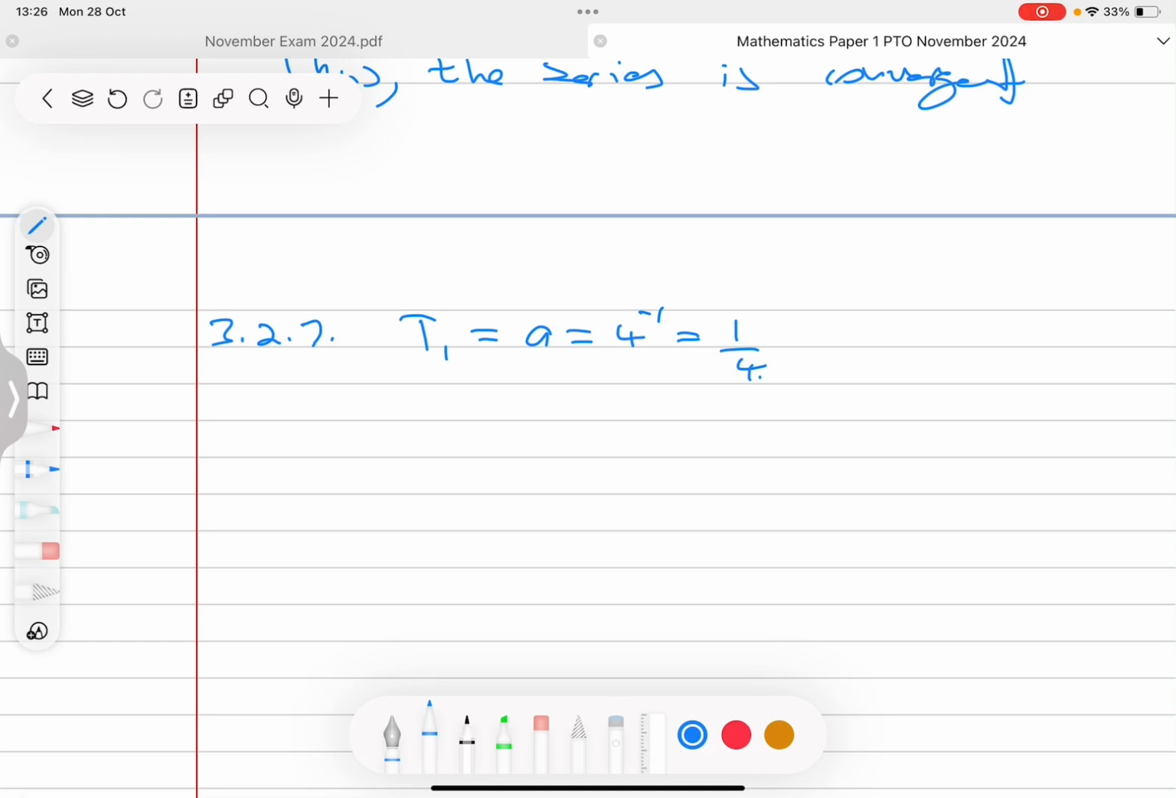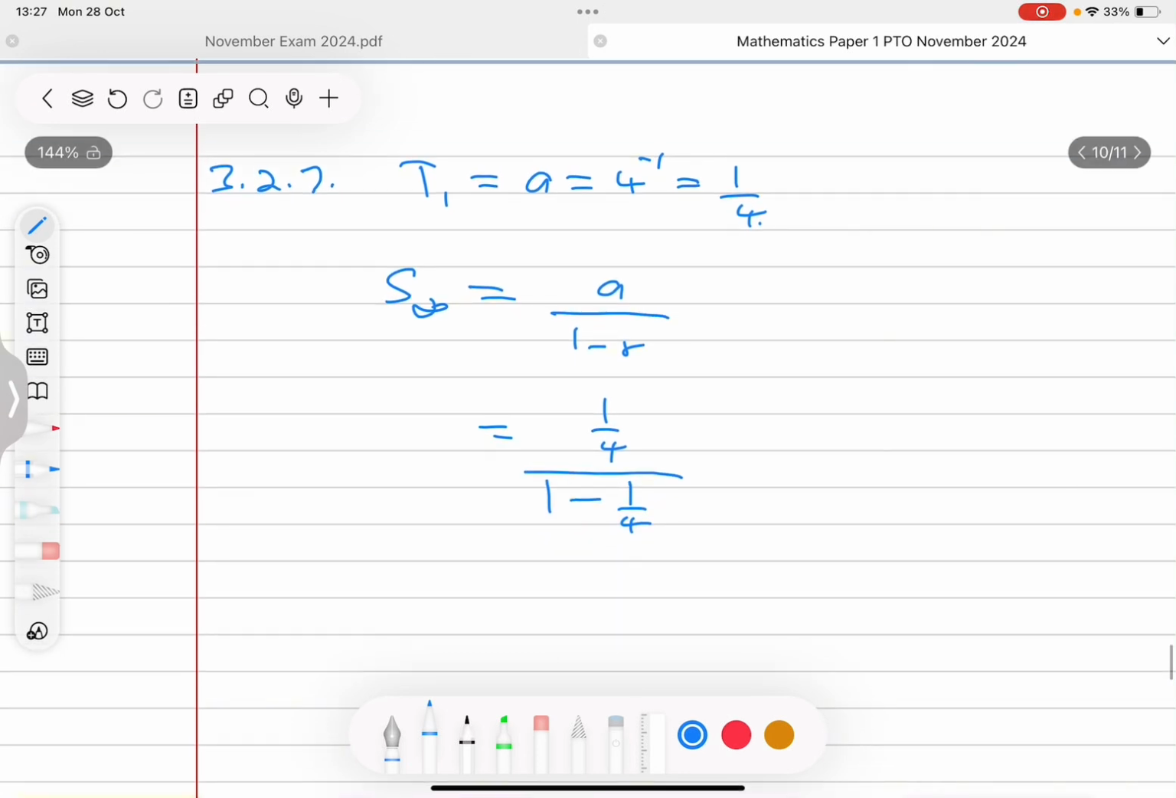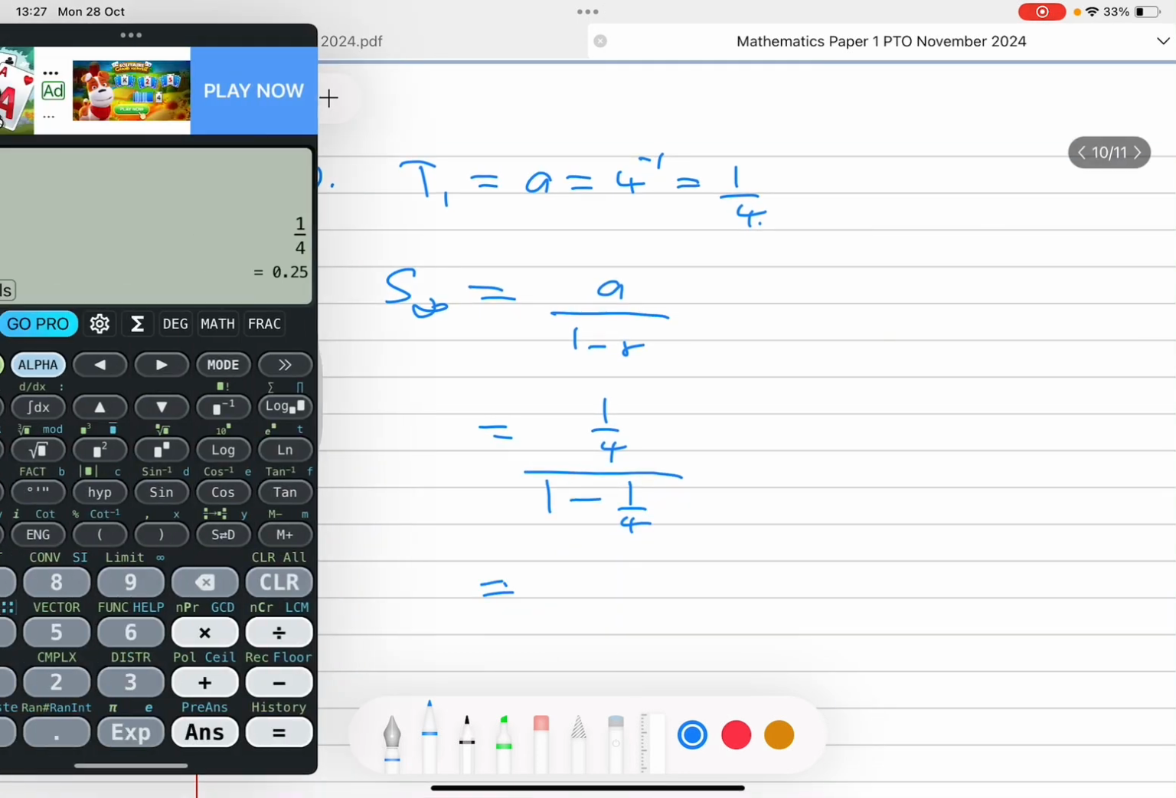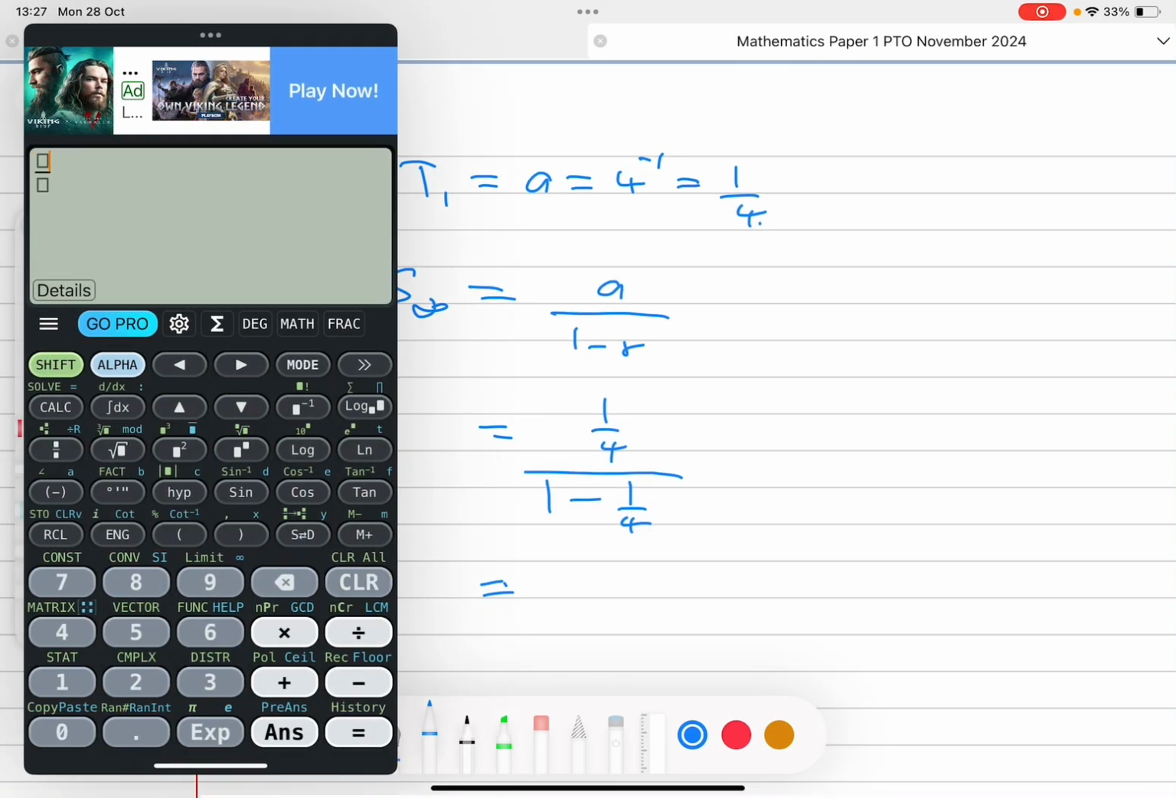I'm finding the first term because I know that my formula of the sum to infinity is given by S infinity equals a over 1 minus r. So here I'll have 1 over 4 divided by 1 minus 1 over 4, because the r is also 1 over 4. Now this is just a matter of putting it into a calculator, where we will say 1 over 4 divided by 1 minus 1 over 4. And this gives me 1 over 3.